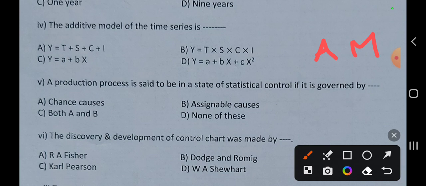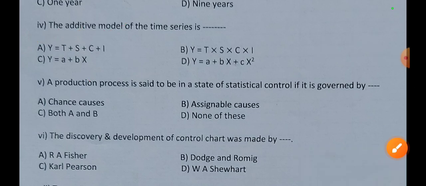See, the question is related to the additive model, and in the additive model we are adding all the components of time series. So what is meant by this t? T is nothing but trend. What about this s? S is nothing but the seasonal variation. C stands for the cyclical variation and I stands for the irregular variations. So in the additive model we are adding all these. The cumulative effect of all these should be taken into account. So the correct answer in this case is A.